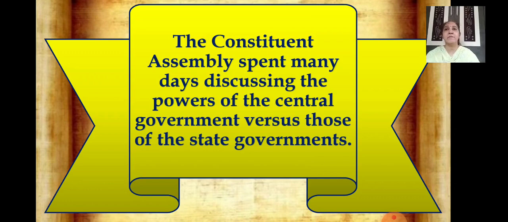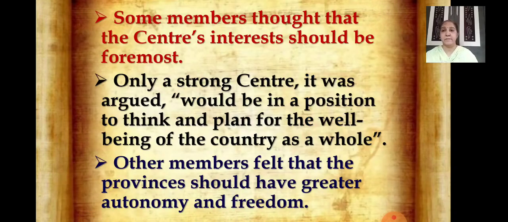See, after this issue, another debate started here. The Constituent Assembly spent many days discussing the powers of the central government versus those of the state government. Now the question arises: how should the powers be distributed between the central government and the state government? Some members thought that the center's interest should be the foremost. That means the central government should be taken into consideration. It should be the foremost.